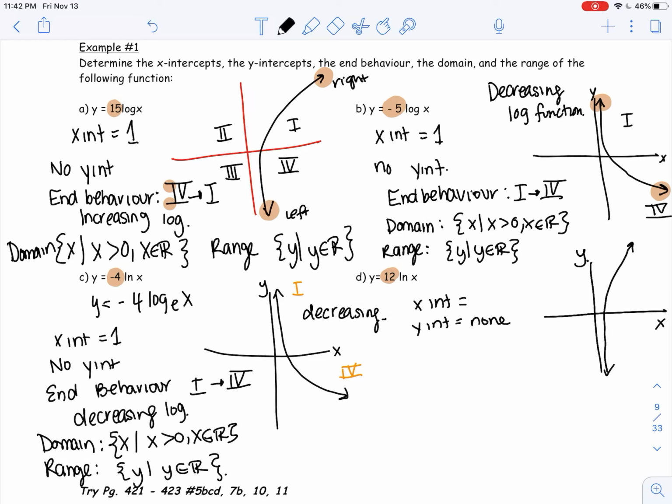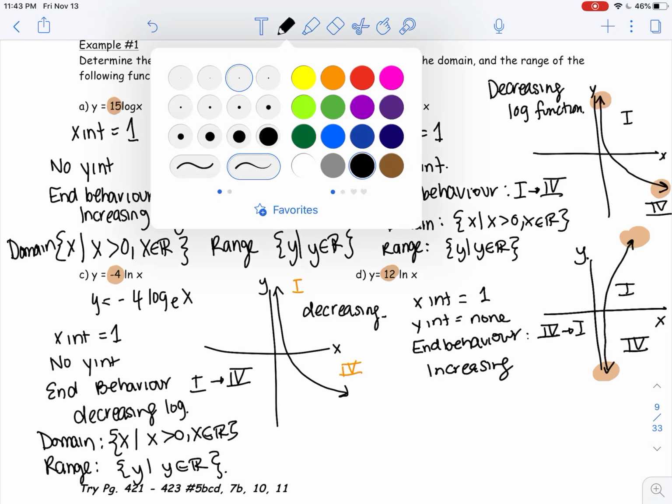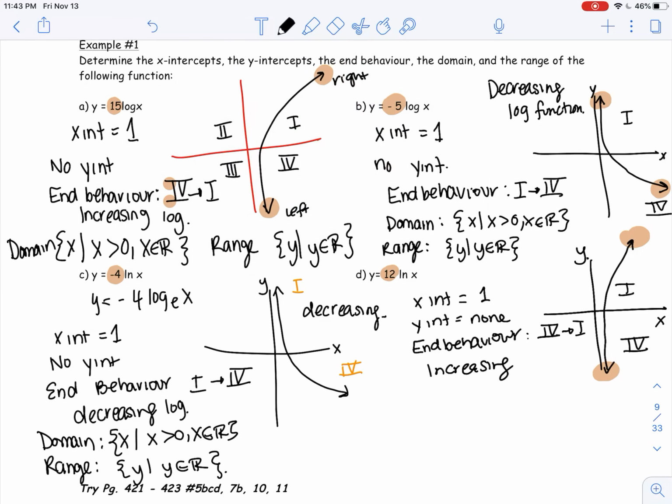So here you'd say none. There are no y-intercepts. You don't want to put 0, because that would actually be a y-intercept. So you want to say none. For the x-intercept, you want to say that it's 1. The end behavior, if it's ever an increasing logarithm function, it's always going to go from 4 to 1. So this is quadrant number 4, and this is quadrant number 1. So the end behavior is going to go from 4 to 1 in this case. So it's going to switch compared to the other ones.